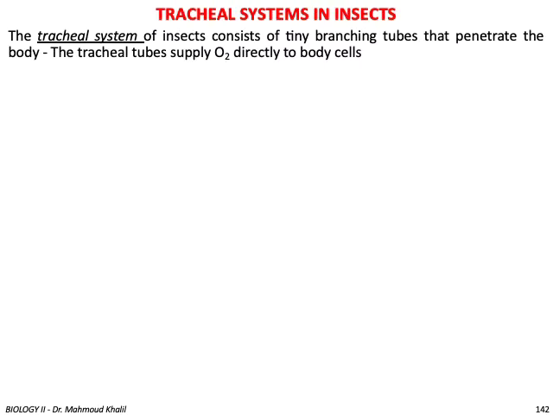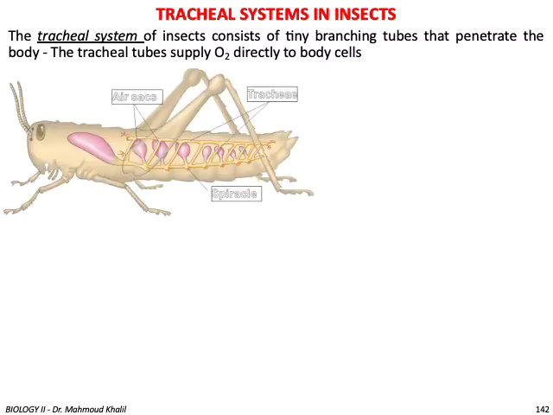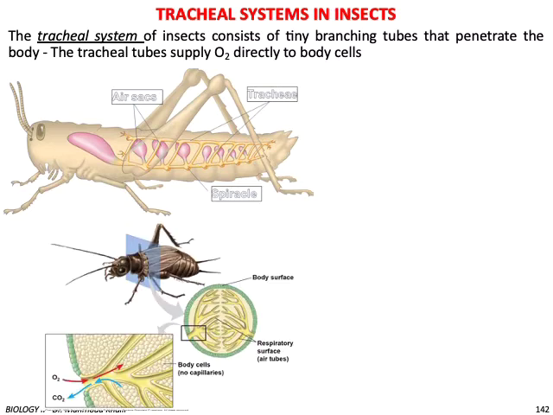Tracheal system in insects. The tracheal system of insects consists of tiny branching tubes that penetrate the body. The tracheal tubes supply oxygen directly to body cells. Here you can see the locust has an air sac, which is an extension from the tracheal tubes, and this air sac is open to the outside through a spiracle.